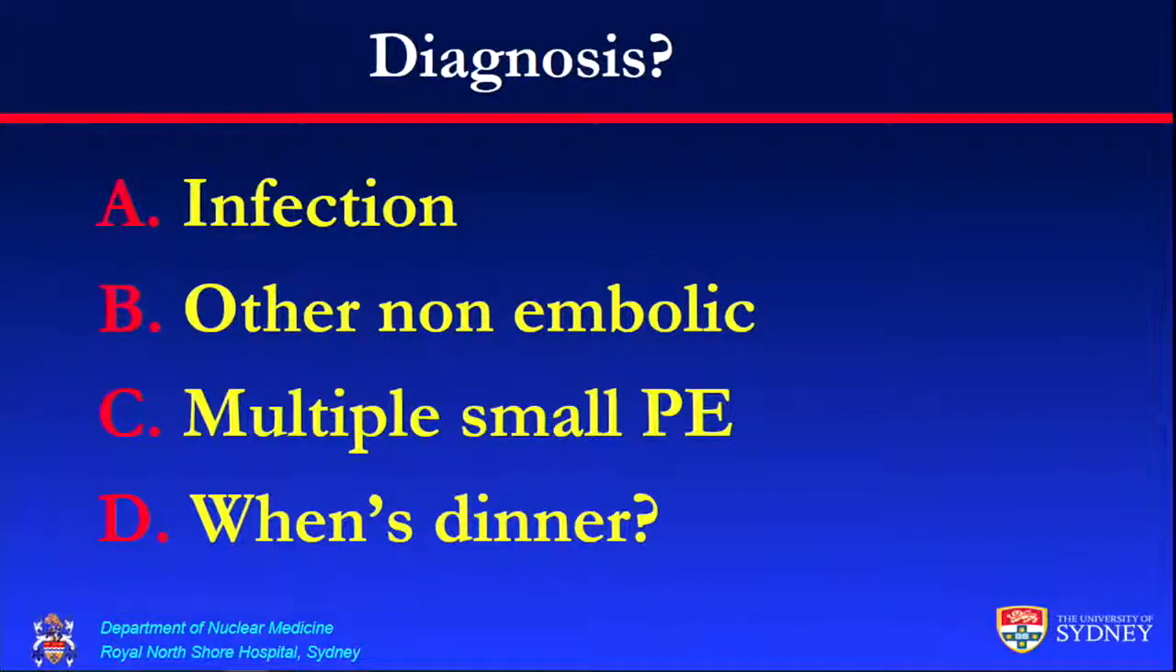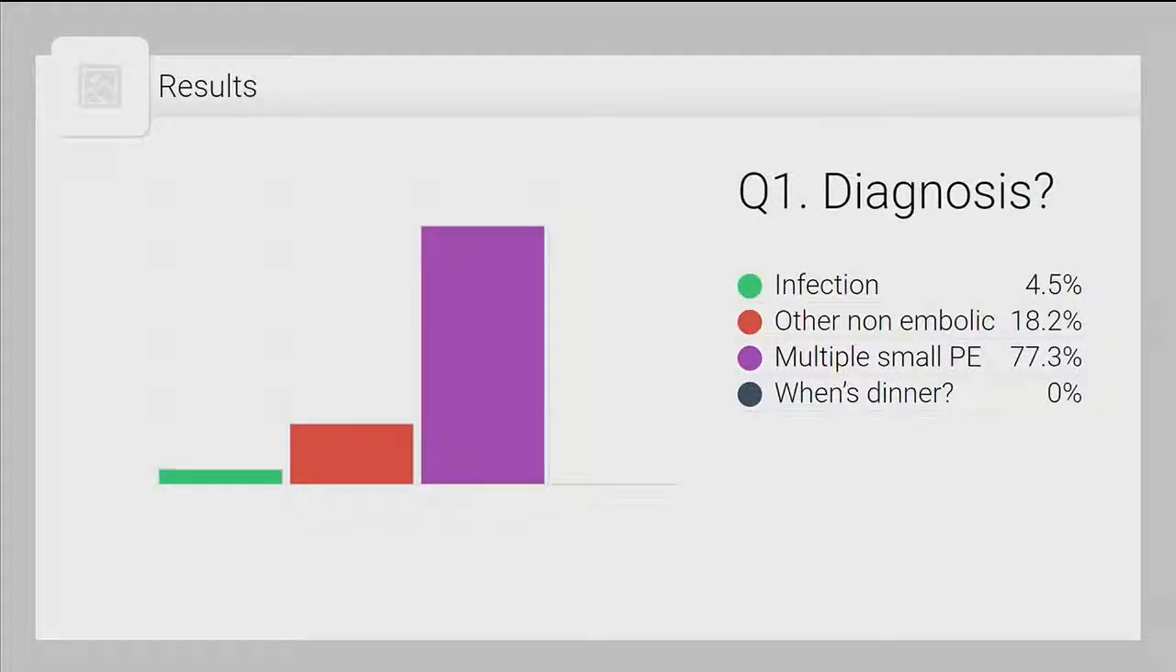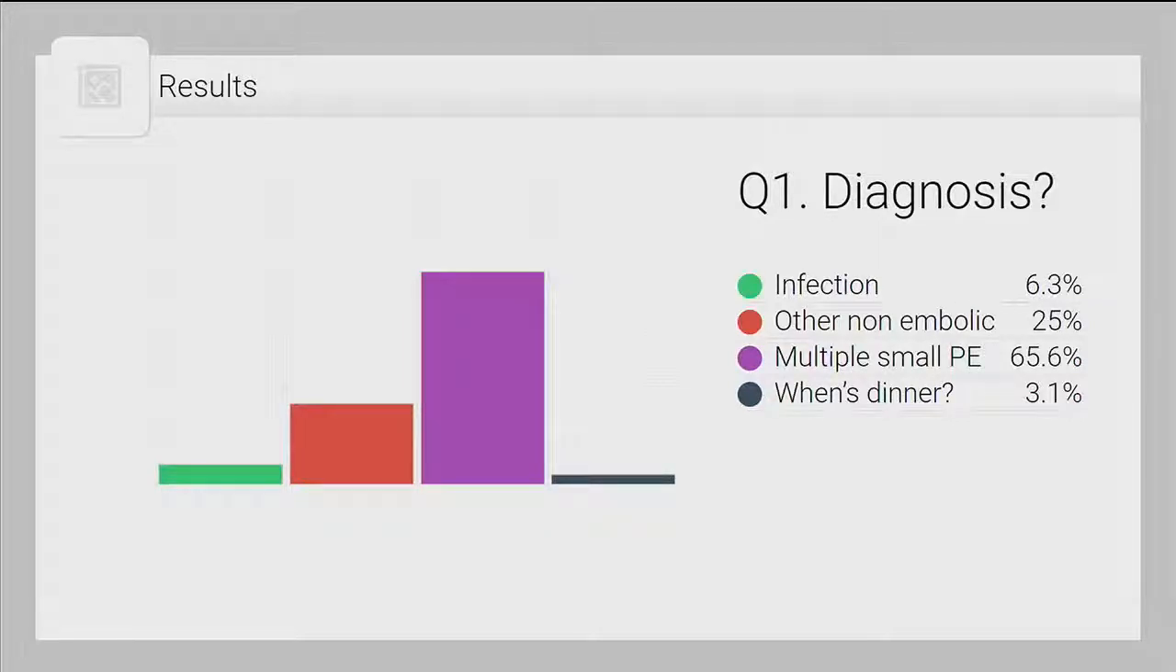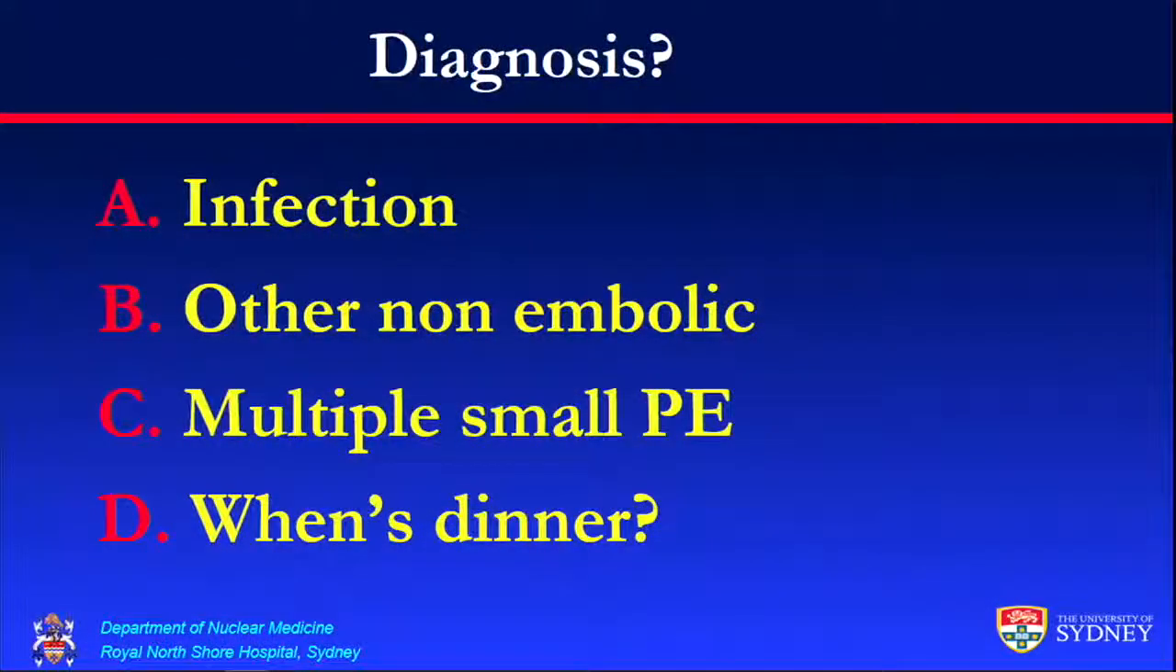I'm not quite sure how I activate the counting. Oh, there we go. So multiple small PE looks like the winner. Well done. That was certainly our first report that went out in this patient, that she had multiple small PE. Okay, thank you.